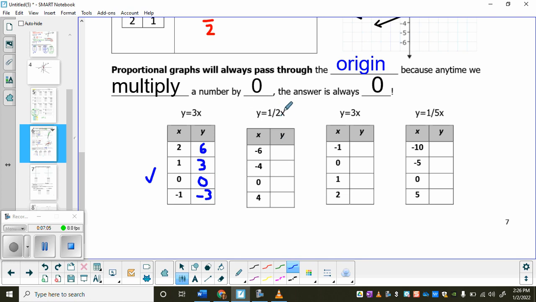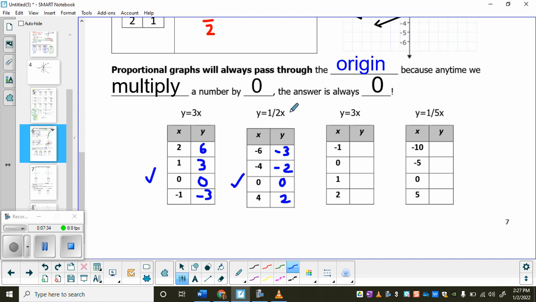All right, now let's do the next proportional graph. If we were to have a 1/2 x and we wanted to fill out the table of values, we would do a half of -6 and get a -3. I can do a half of -4 and get a -2. I can do a half of 0 and get 0, and a half of 4 and get 2. So again, I'm dividing every time in this table, but we're using a fraction to show take a half of it. And once again, I can see the proportional 0, 0 right there.